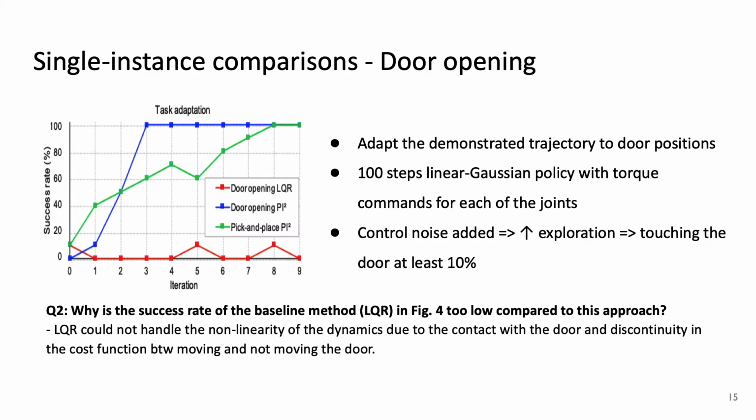Question 2. Why is the success rate of the baseline model in Figure 4 too low compared to these methods? LQR could not handle the nonlinearity of dynamics due to the contact with the door and the discontinuity in the cost function between moving and not moving the door.